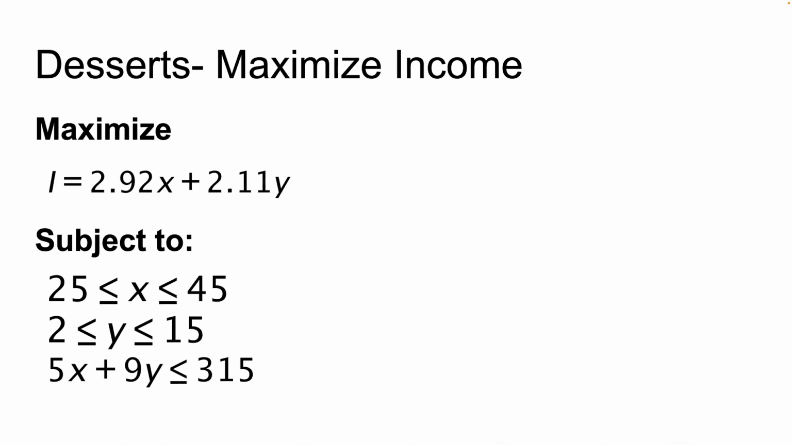Let's summarize where we're at. We've now set up our linear programming problem. We need to maximize the income, which is the function I equals 292x plus 211y, subject to the following constraints. 25 is less than or equal to x, which is also less than or equal to 45. 2 is less than or equal to y, which is also less than or equal to 15. And 5x plus 9y is less than or equal to 315.